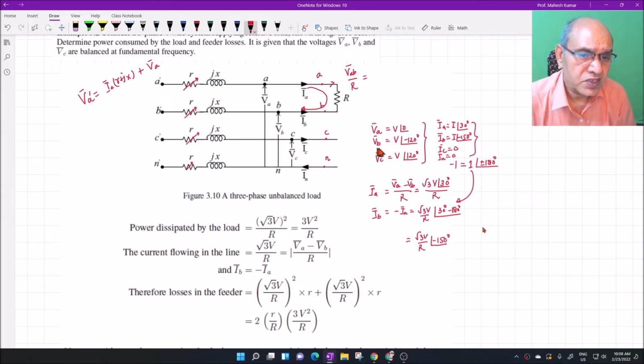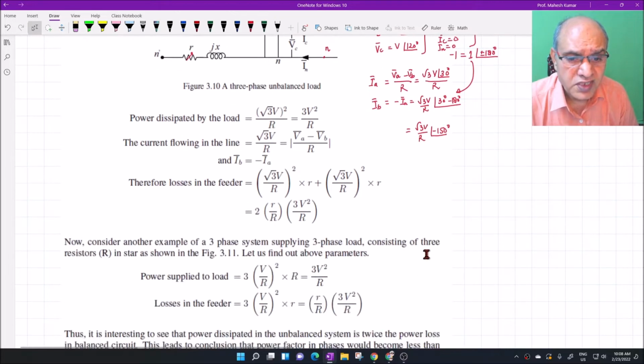Once I know the set of voltages and currents, we can find the real power, the reactive power, the apparent powers, the power factor of each phase, and the overall apparent power in terms of either the vector apparent power or the arithmetic apparent power, and accordingly the power factors. I hope it is very clear to you how to solve these kinds of unbalanced three-phase circuits.